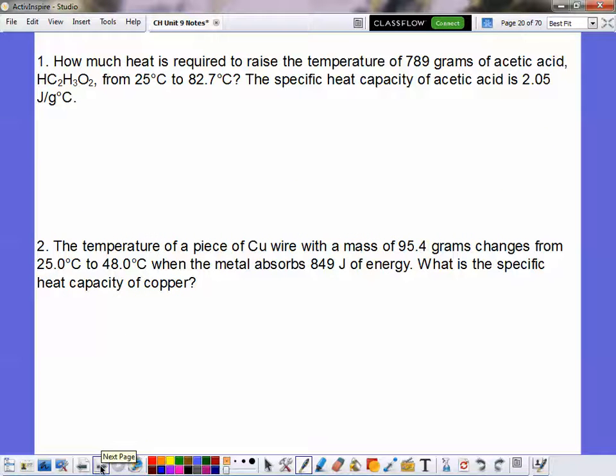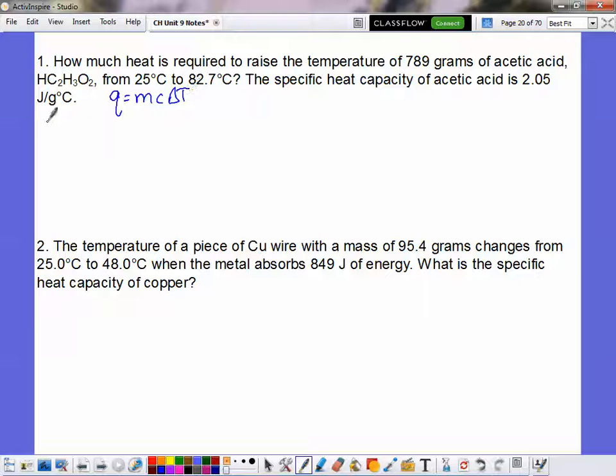So this first one, how much heat is required to raise the temperature of 789 grams of acetic acid from 25 degrees Celsius to 82.7 degrees Celsius? And we're told that the specific heat capacity of acetic acid is 2.05 joules per gram degree Celsius. Okay. So, Q equals mcΔT.